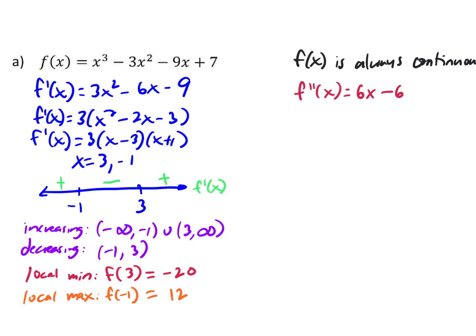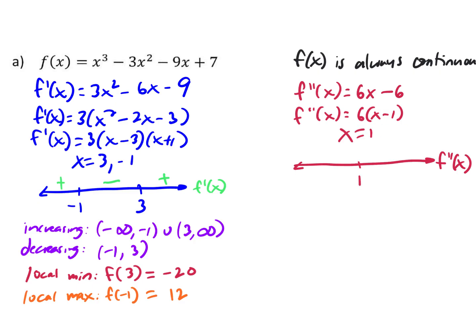Factor the 6 out. So what's going to make this equal 0? 1. So I have to worry about where x equals 1, and I'm going to put that on the number line. Whenever you see a problem like this and they ask you to explain, the number line is often the explanation. That's supporting evidence. Okay?